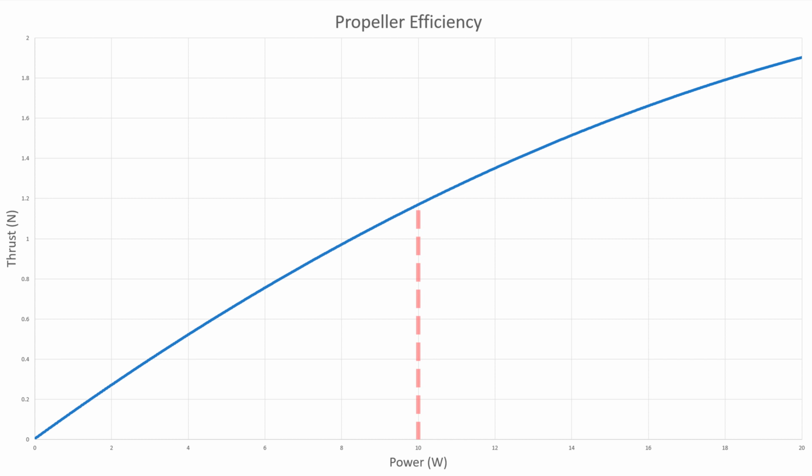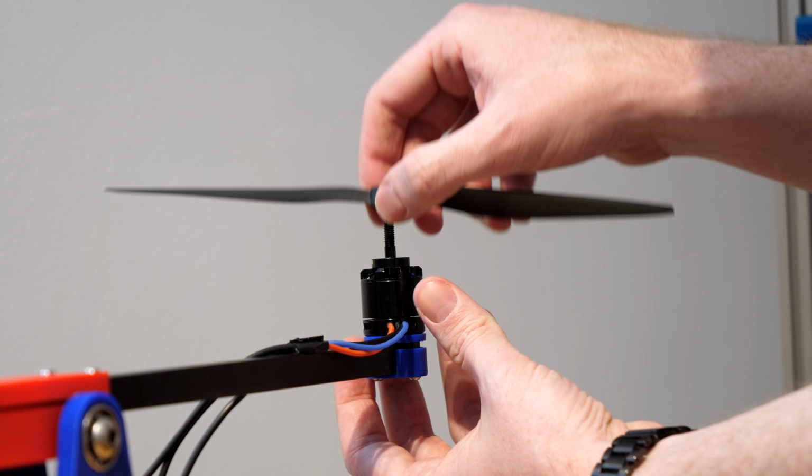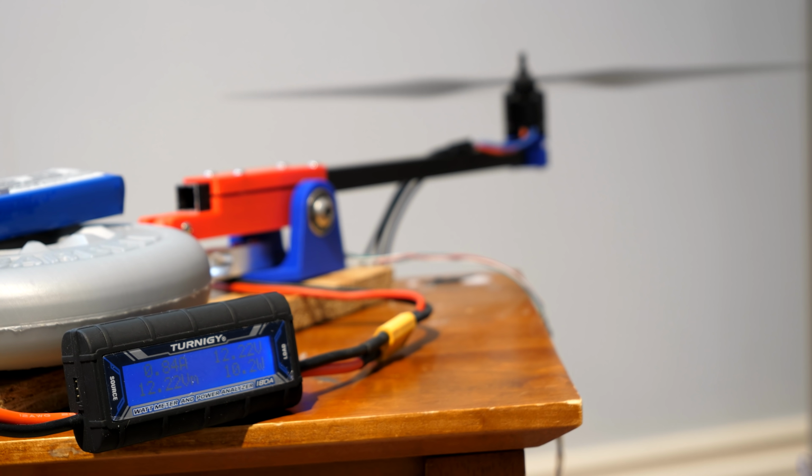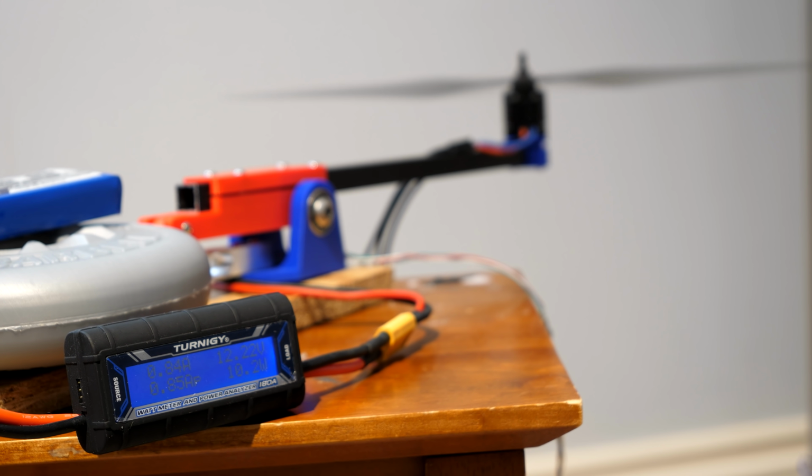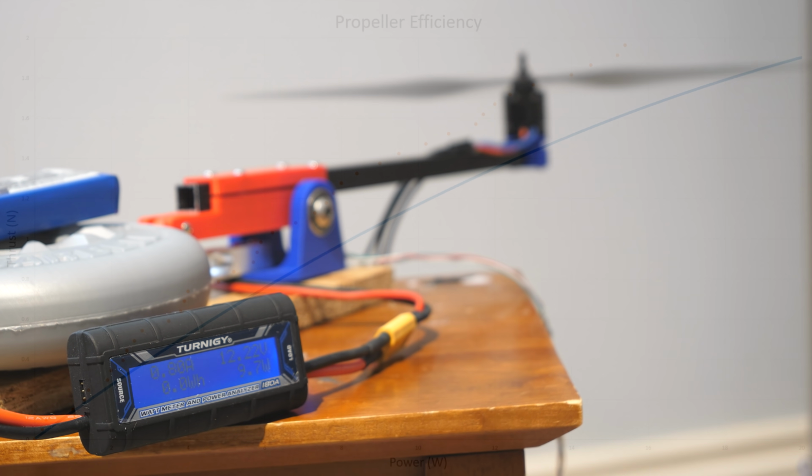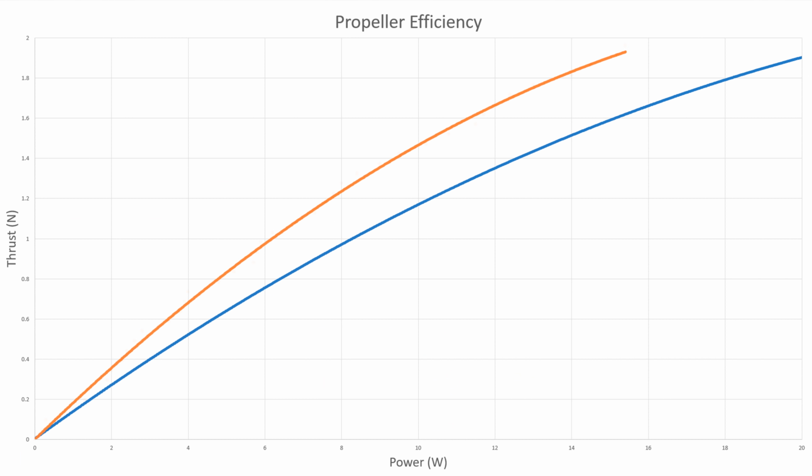For example, at 10 watts of power consumption, this propeller produces 1.16 newtons of thrust, or equivalent to lifting 118 grams. I then repeated this test with the larger propeller, and the results were very clear. For the same power output, the larger propeller produces nearly 40% more thrust, which is a huge difference in efficiency when we're searching for small 5 to 10% improvements in the turbine design.